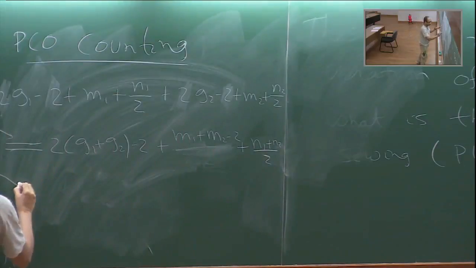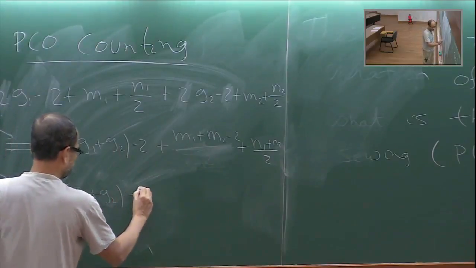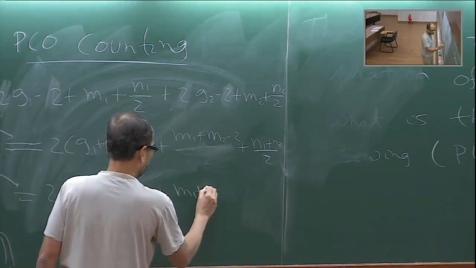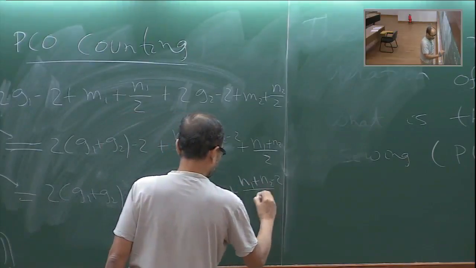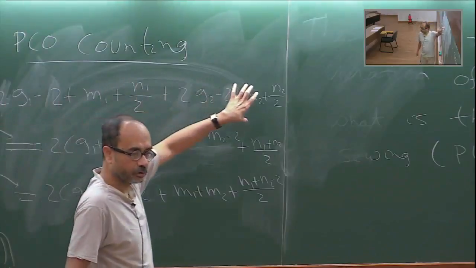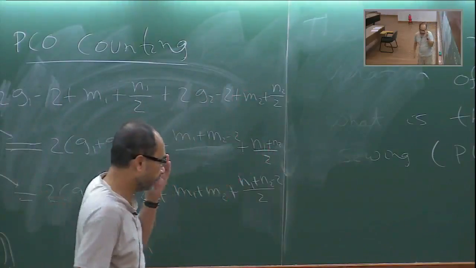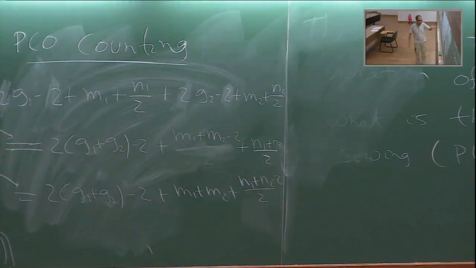And for this one, I need 2 g1 plus g2 minus 2 plus m1 plus m2 plus n1 plus n2 minus 2 by 2. So these many were induced from the original Riemann surfaces. This is what I need if the sewing is done at an NS puncture. This is what we need if it is done at the Ramond puncture. Is this counting okay?